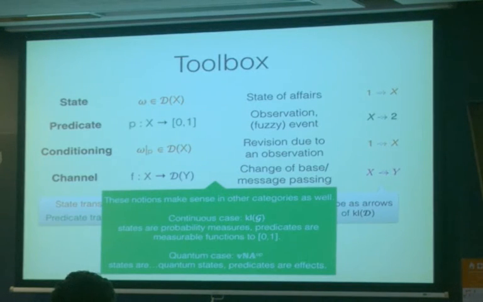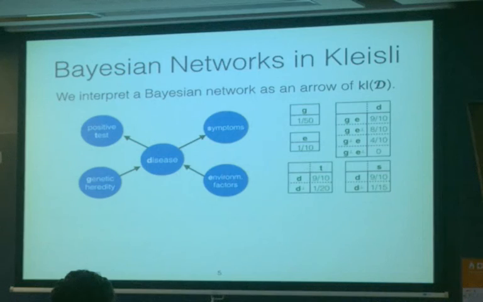So this is also where the terminology state comes from. And predicates are so-called effects. So in particular, measurements are a certain kind of predicate. So I won't go into that, but it's just good to know that this has a certain generality. Okay, so we have this toolbox. We want to apply it to Bayesian networks. The next observation is, how do we reconcile Bayesian networks with this toolbox?